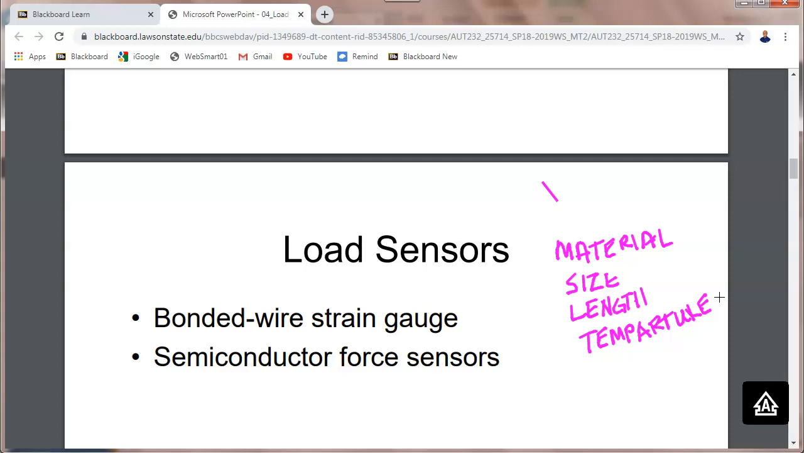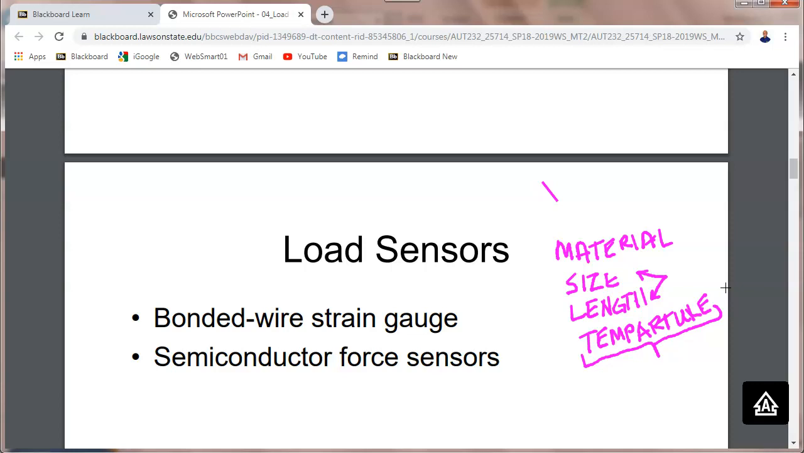So material, size, length, and temperature. What we're going to do with what we call a strain gauge is use these 2 right here, and then we're going to compensate for temperature. Yes, it would change, unless we compensated for it. And that's what we're fixing to talk about.